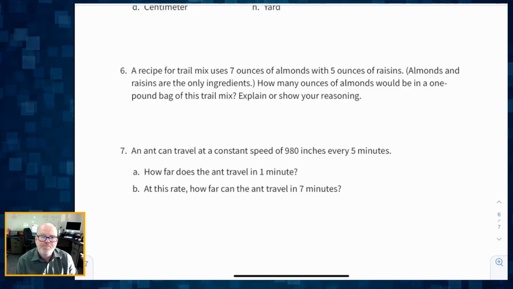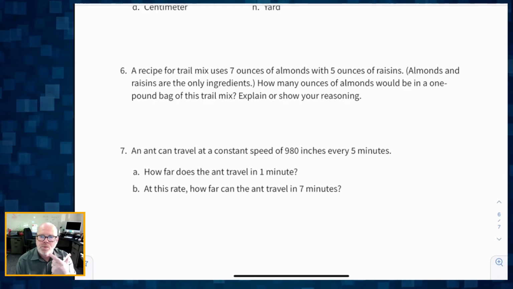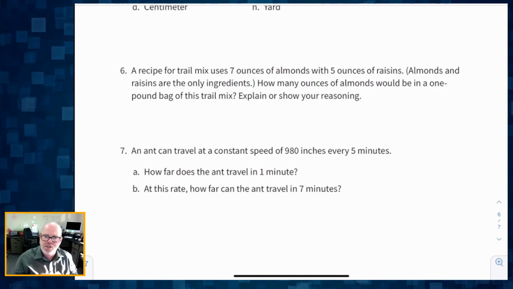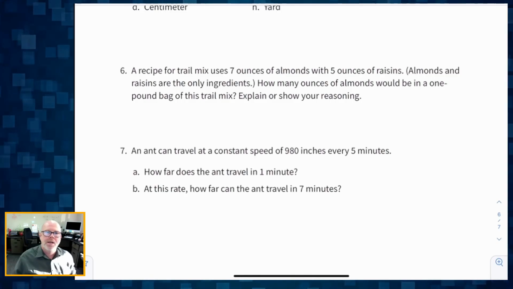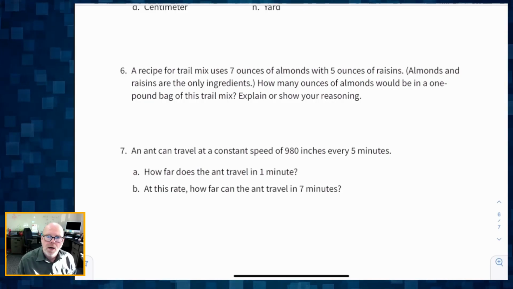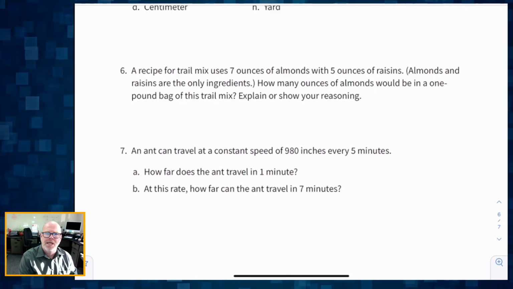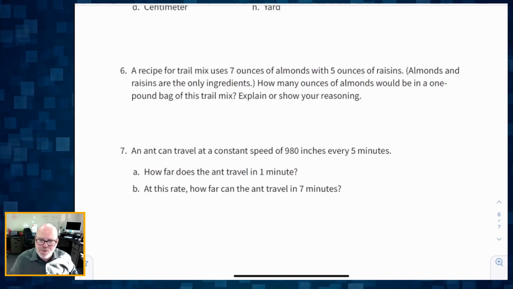More review here. A recipe for trail mix uses 7 ounces of almonds with 5 ounces of raisins. Almonds and raisins are the only 2 ingredients, so there's not going to be a trick question. How many ounces of almonds would be in a 1 pound bag of trail mix? So how many ounces in a pound? I think it's 16 ounces in a pound, 32 ounces in a pound.